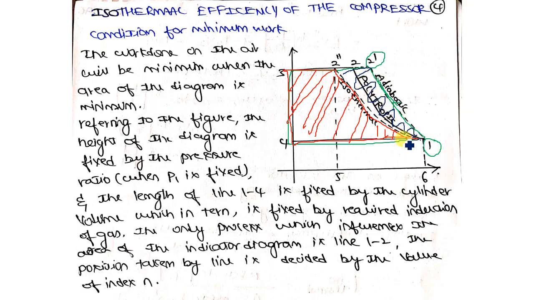It could save this much. Anyhow, your end pressure would be the same. There would be no change in the end pressure. 2 double dash is equal to 2 dash, no change in the end pressure. If you change the process to be isothermal, you would save the maximum amount of energy.